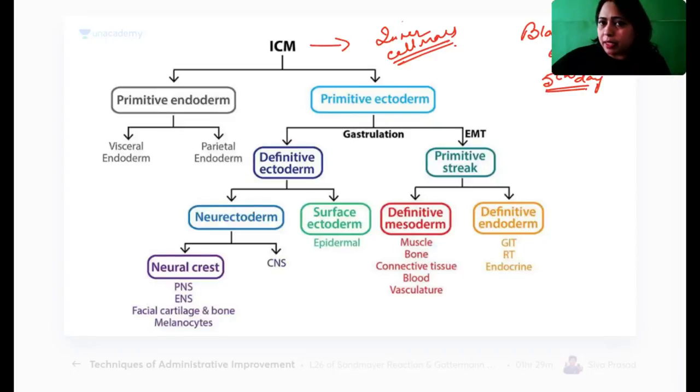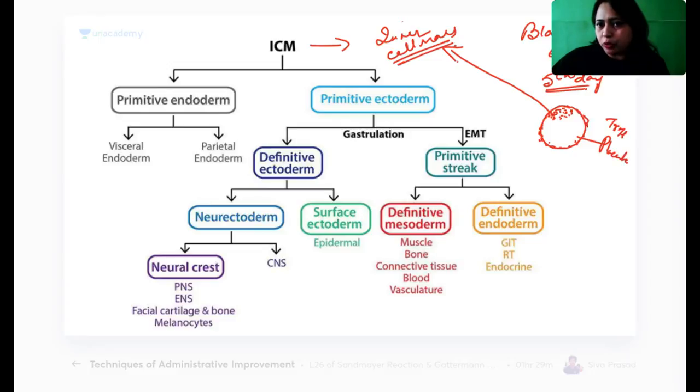And then here what happens? The blastocyst will have a big vacuole in the center that is called the blastocele, and it starts differentiating. It will have an outer layer of cells, which are called trophoblastic cells, and an inner layer of cells called the embryoblast or the inner cell mass. That is the inner cell mass. Now this outer one gives rise to the placenta.